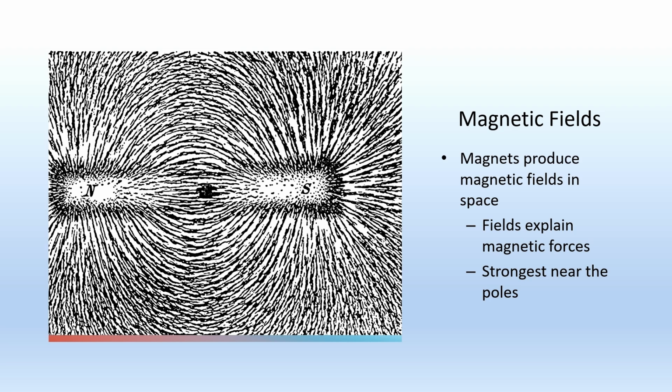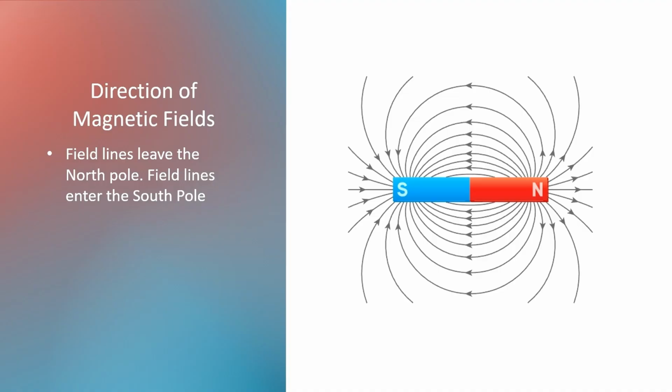Magnetic forces act through magnetic fields, which extend outward from magnets in the surrounding space. A magnetic field describes how a magnet influences its environment. The magnetic field is strongest near the poles, where the field lines are most concentrated. By convention, magnetic field lines emerge from the north pole of a magnet and enter the south pole.